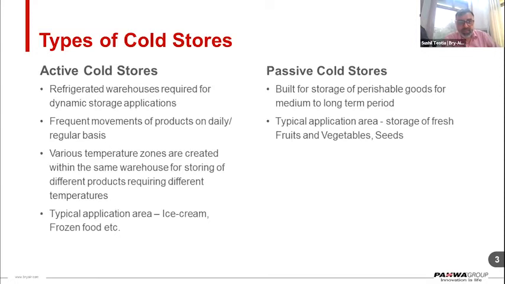In active cold storages, we generally refrigerate a warehouse for very frequent usage, on a daily and regular basis, and we maintain different temperature zones within one facility. A typical example is ice cream and frozen foods. In a passive cold storage, we store perishable goods for a medium to long time period. Typical examples are fruits, vegetables, and seeds.